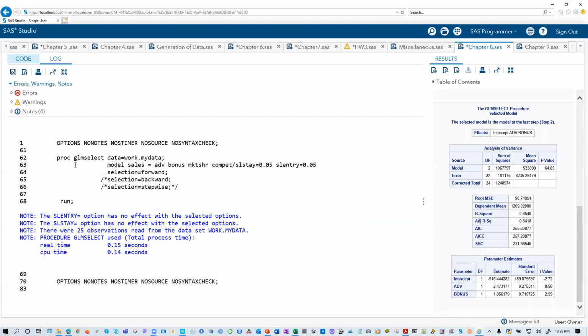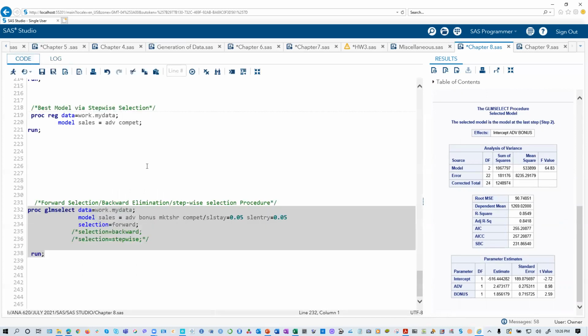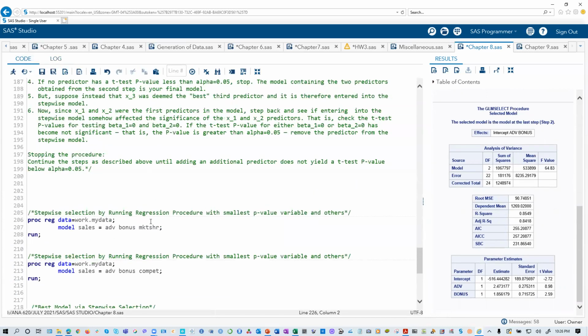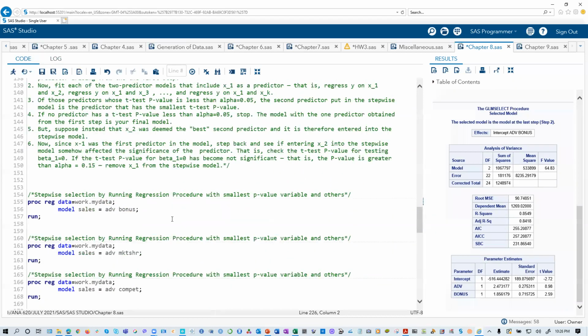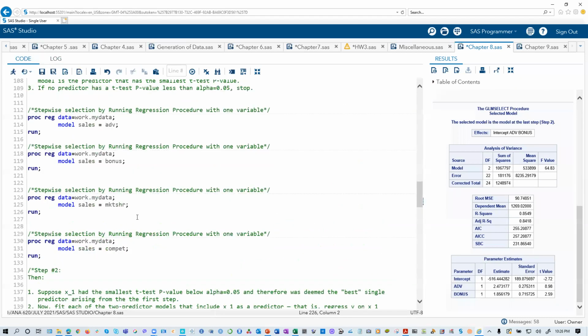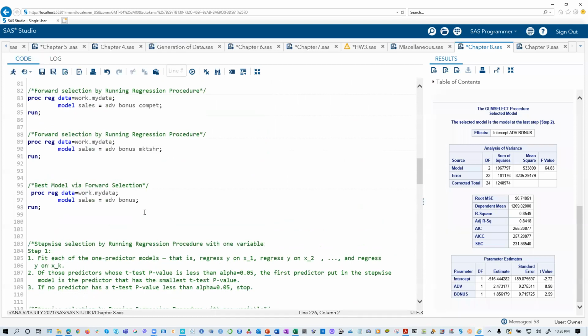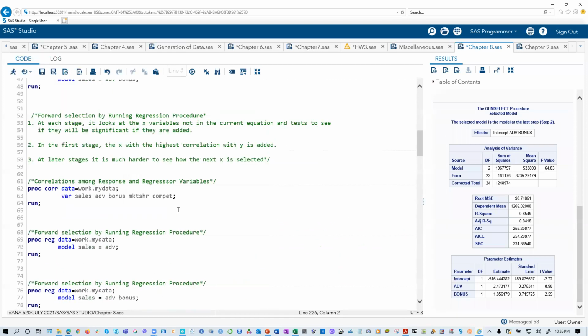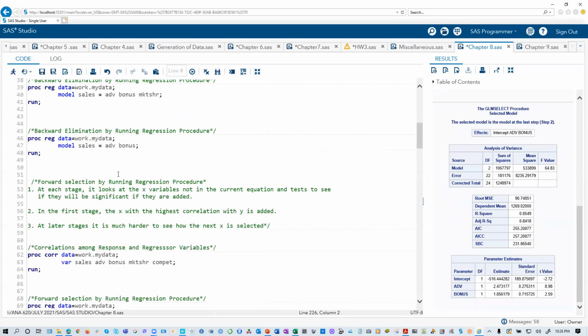Again, advertising and bonus. Everything is convinced. So if you want, you can do this rigorously. You don't have to. This is for your own practice. You can remember how we did the different things.